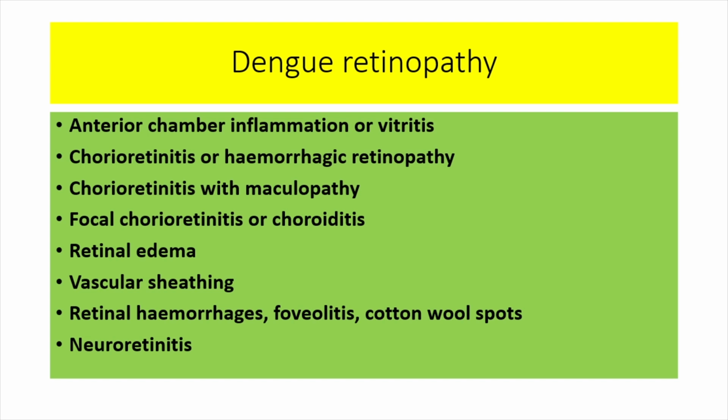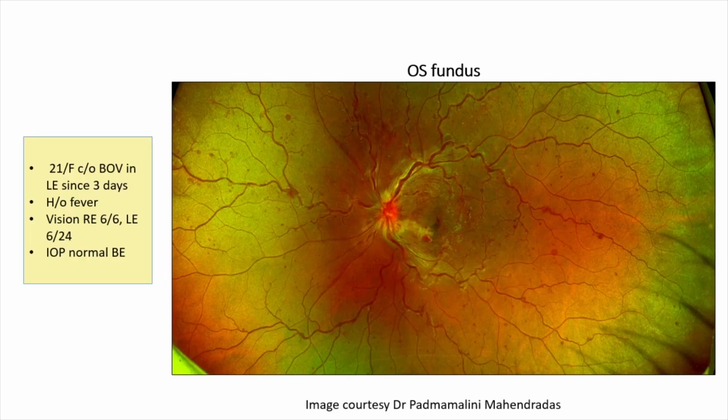Dengue retinopathy, there could be anterior chamber inflammation or vitritis, chorioretinitis or hemorrhagic retinopathy, chorioretinitis with maculopathy, focal chorioretinitis or choroiditis, retinal edema, vascular sheathing, retinal hemorrhages, foveolitis, cotton wool spots, neuroretinitis.